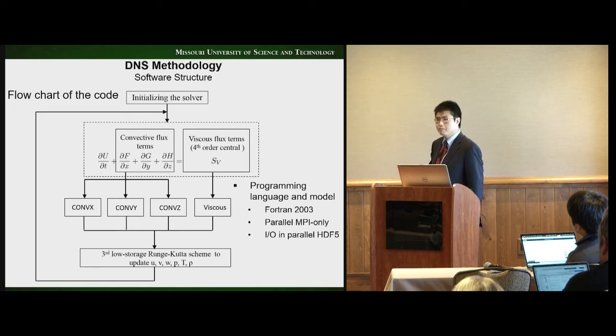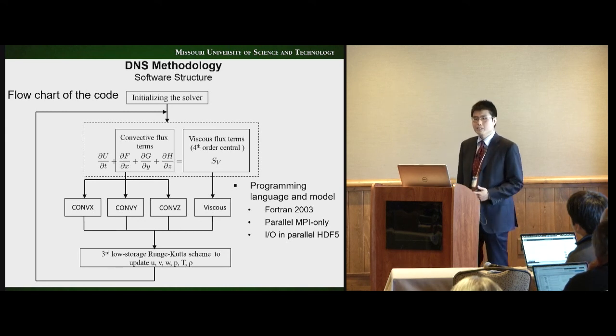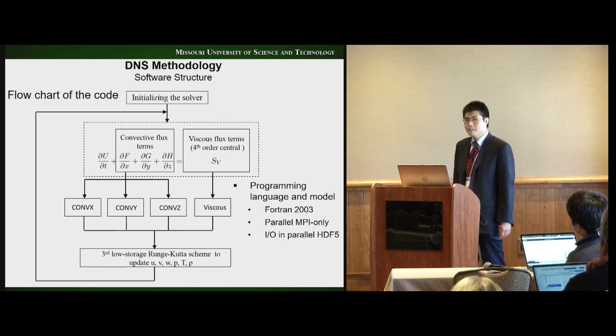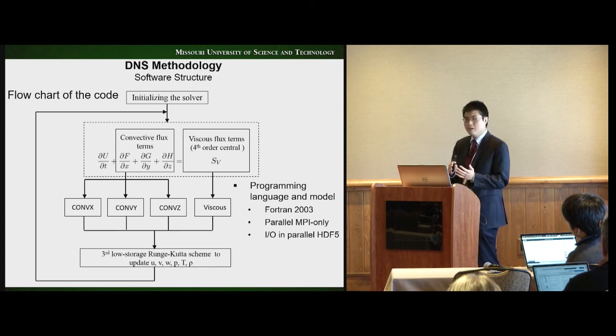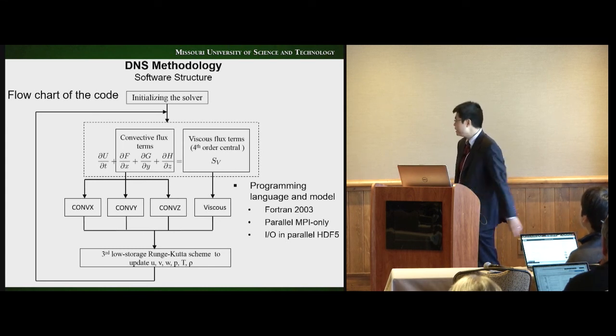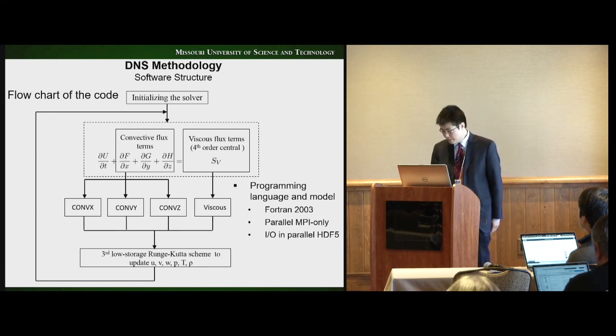We use the explicit Runge-Kutta scheme to advance the solver. So we have a spatial part, and we also have the temporal part. The code is written in Fortran 2003. Currently it's MPI only, and our Blue Waters contact, Dr. Quack, is trying to help us hybridize that to both MPI and OpenMP. And we use parallel I/O, HDF5, to deal with the I/O.